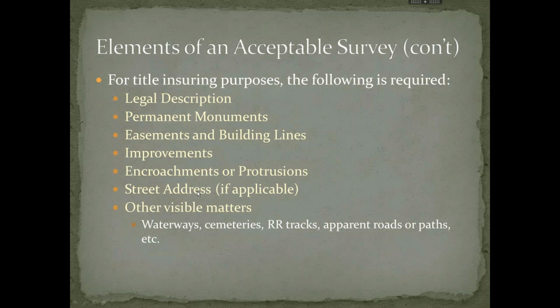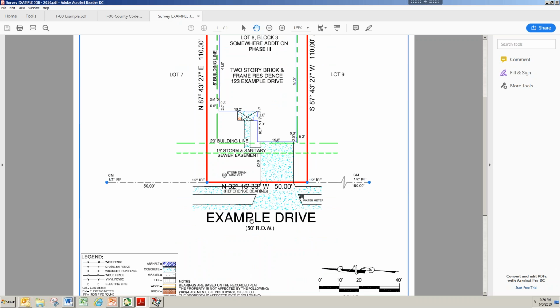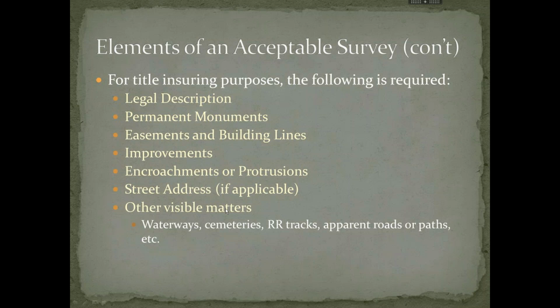If applicable, there needs to be a street address, right? Not all surveys will technically have street addresses. If the survey is generally on vacant land where the city hasn't assigned an address to it yet because it's a new development, that might be an instance where there's not a street address. But most actual improved properties will have a street address on them. In this survey, it's right here, Example Drive. Again, this is an example survey, so Example Drive.